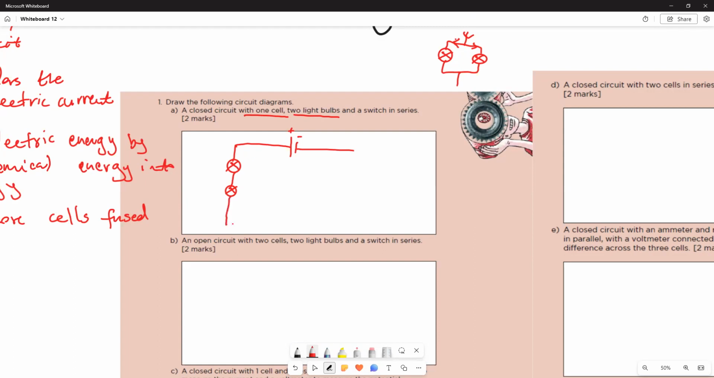Okay. And then we have a switch. But they said a closed circuit, which means the switch must be closed. So I'll draw a closed switch here.